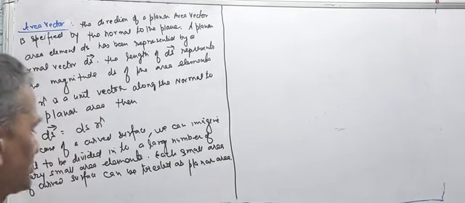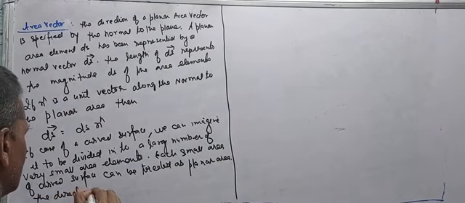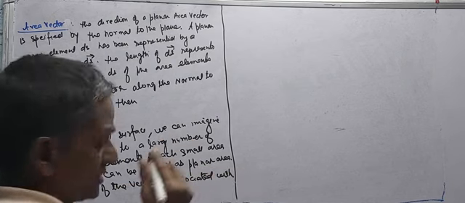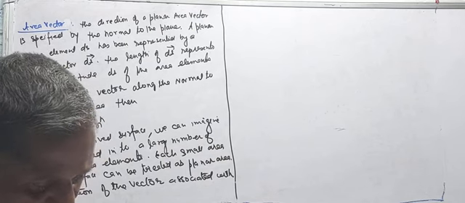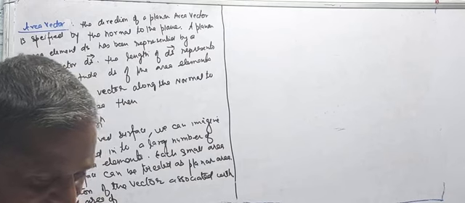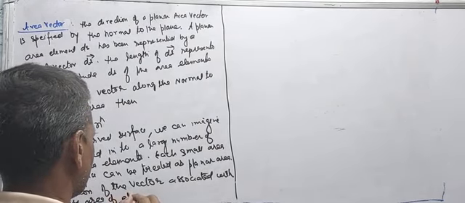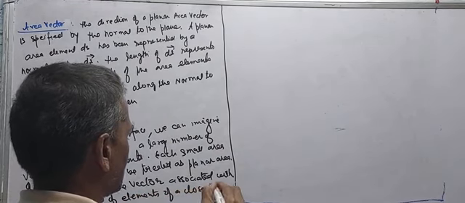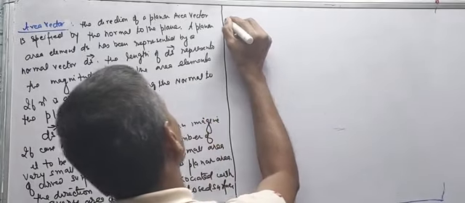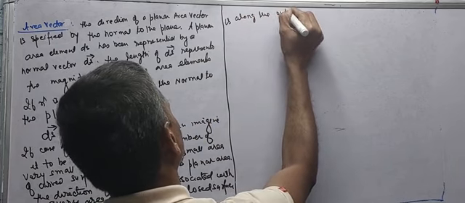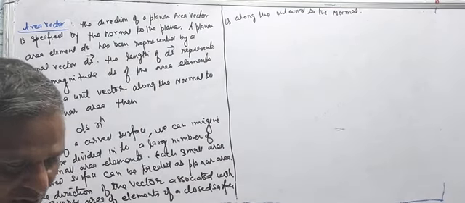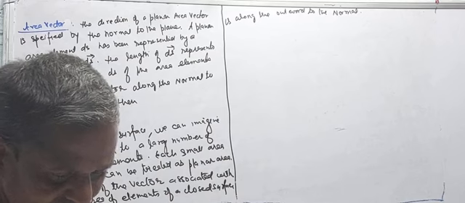The direction of the vector associated with every area element of a closed surface is along the outward drawn normal.